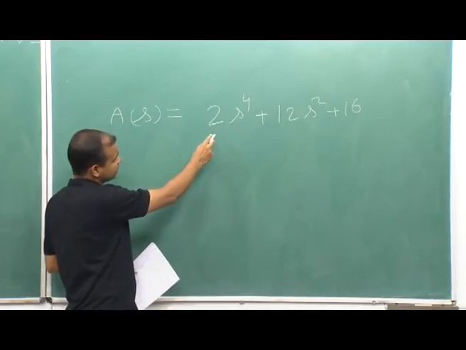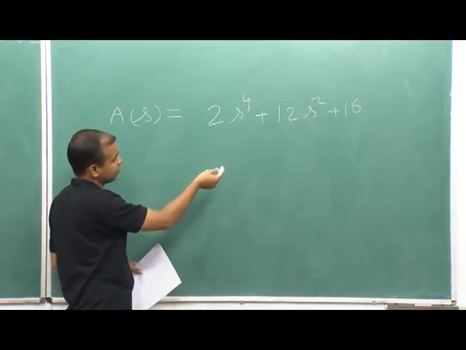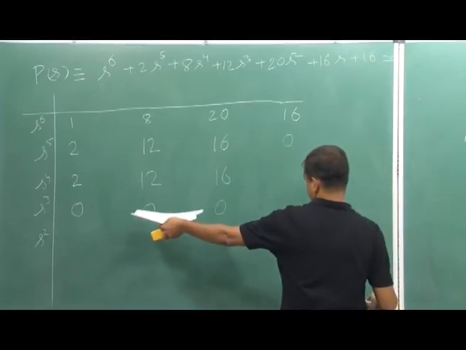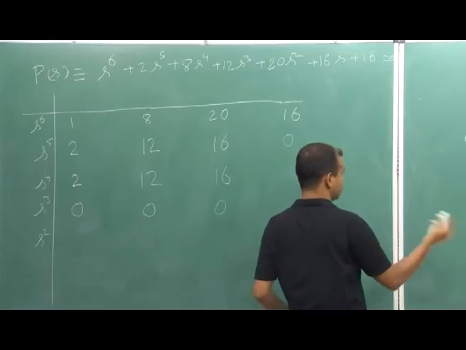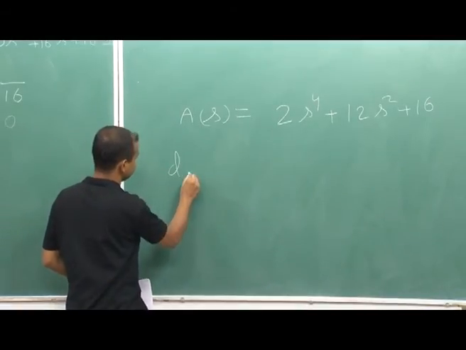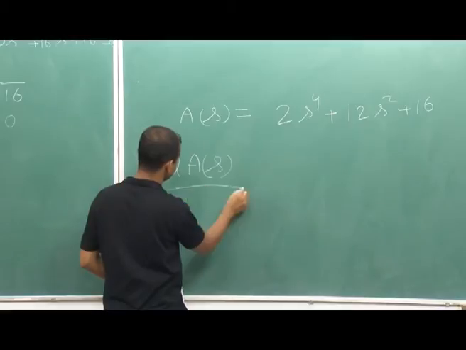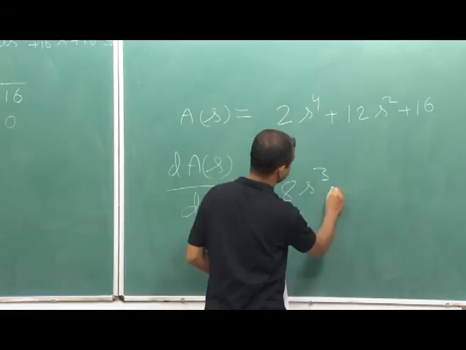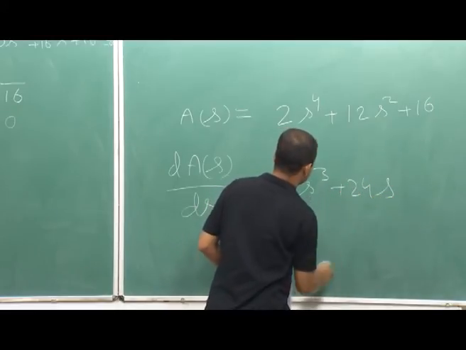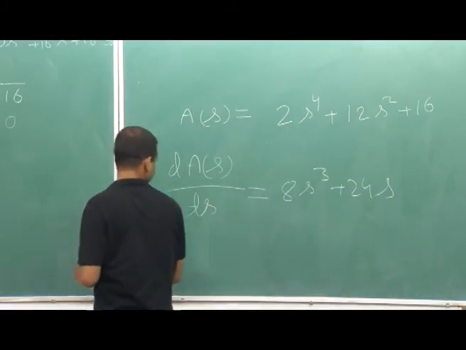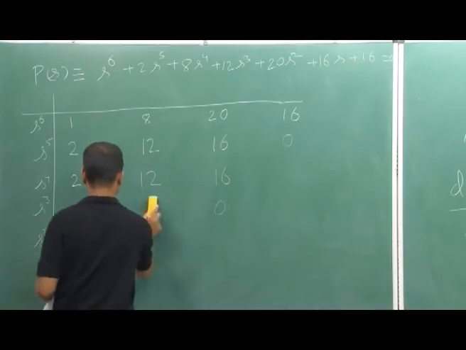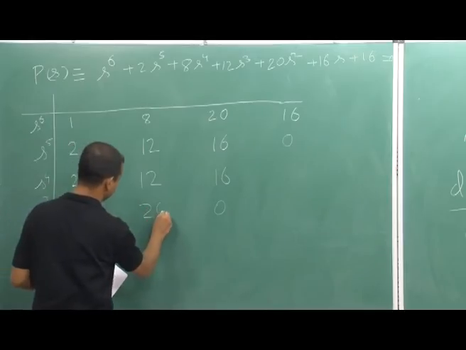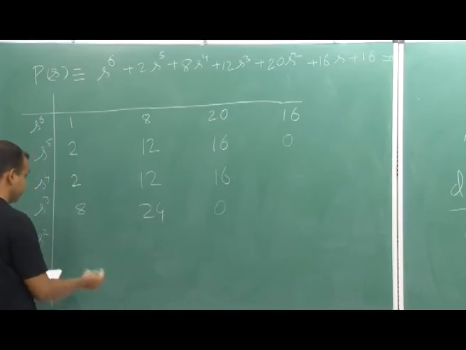After differentiating this auxiliary equation and whatever coefficients I get, I will replace this row containing all zeros with those new coefficients. If I write dA(s)/ds, I will get 8s cube plus 24s. So the coefficients I will write here are 8 and 24, and I will proceed with my Routh array.